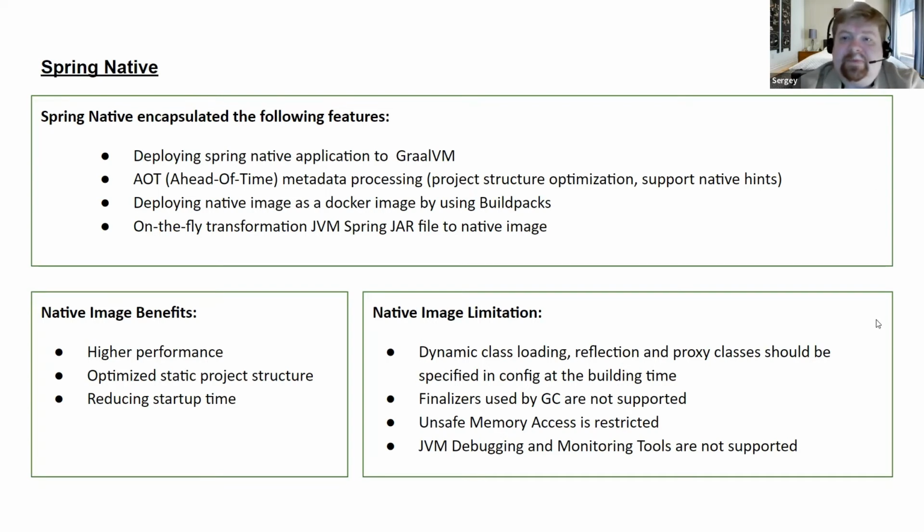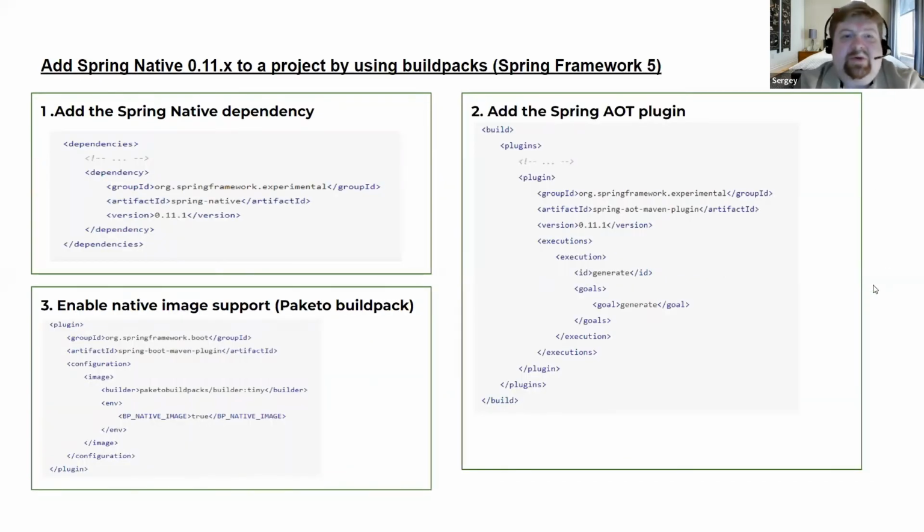And the next slide shows how you can quickly add this functionality to your current project. First of all, you should add the dependency to the Spring Native module. You should define the Spring AOT plugin for that, and there are two different ways you can create a native image of your existing project in Spring Boot.